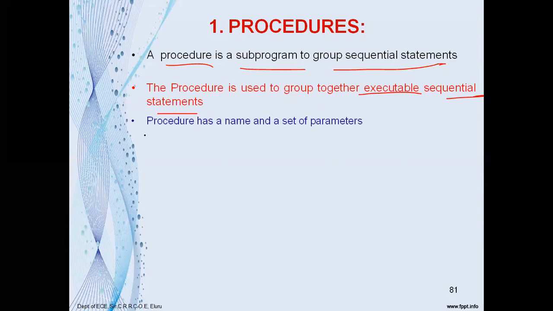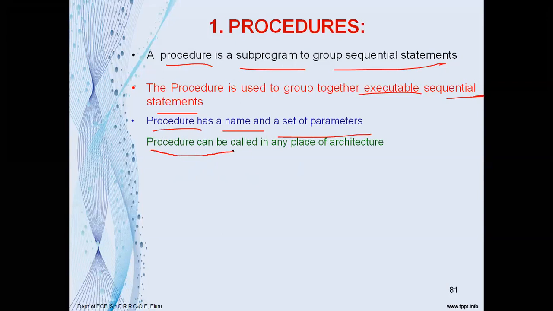And every procedure has a name and a set of parameters. We will identify a procedure with a procedure name, and that procedure internally refers with a set of parameters. It has a name and a set of parameters. And the another point is procedures can be called in any place of the architecture.